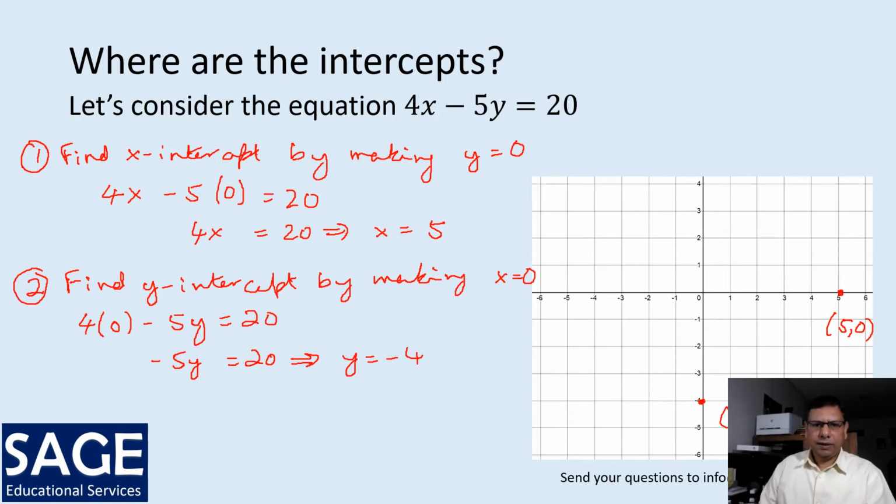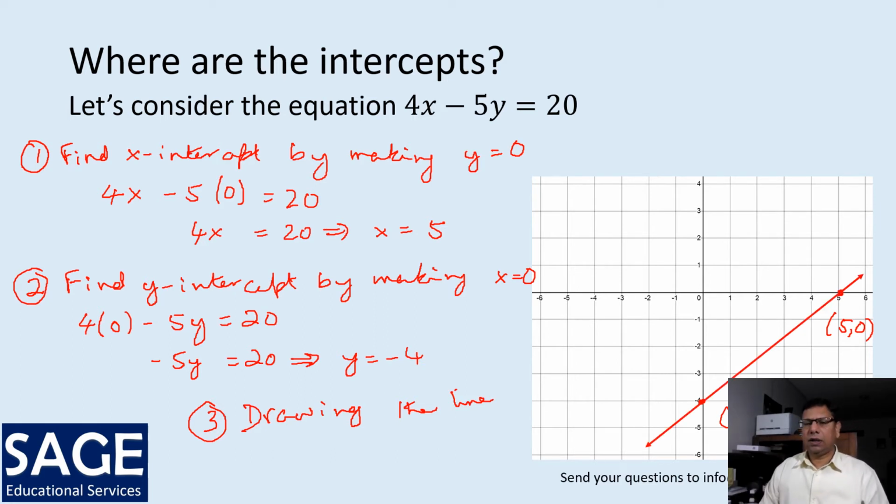And now the next thing to do is to draw the line. Remember, for drawing a line, all you need are 2 points. So we draw the line. Here we go. That's the line that goes through the intercepts. This is the line for the equation 4x minus 5y is equal to 20.